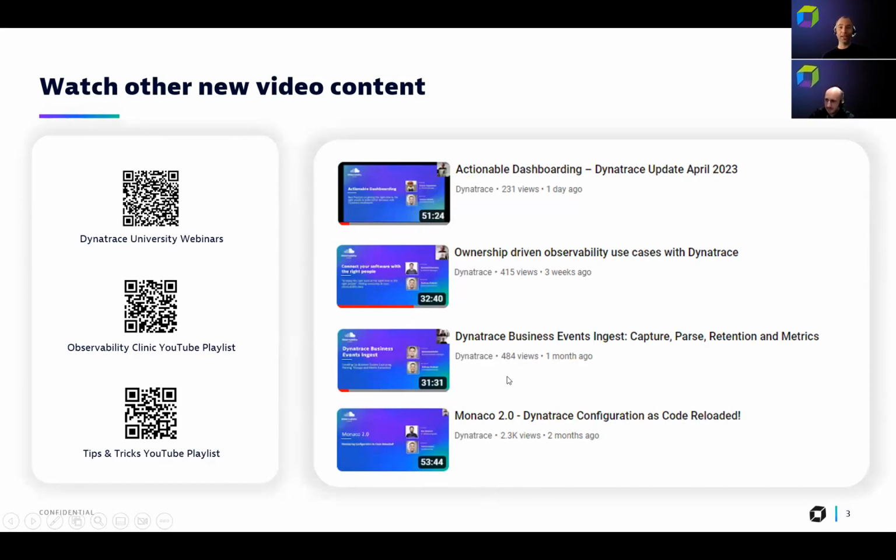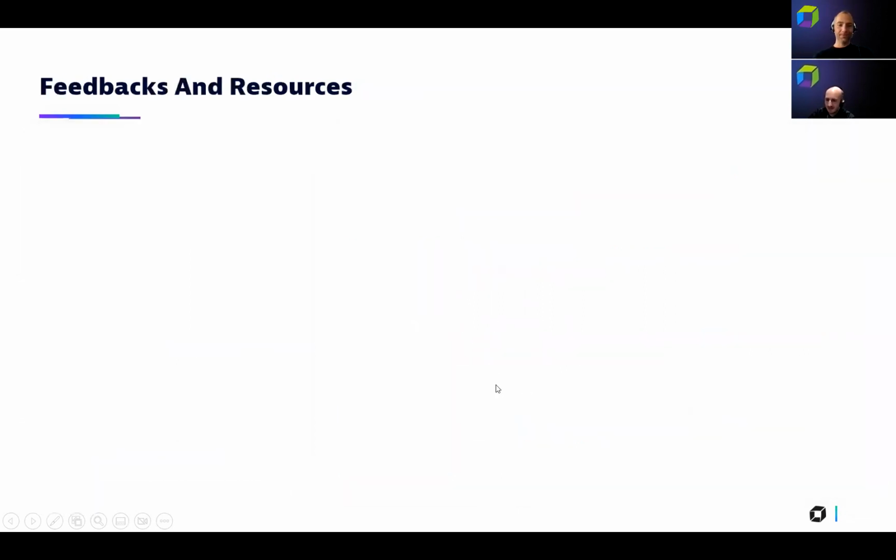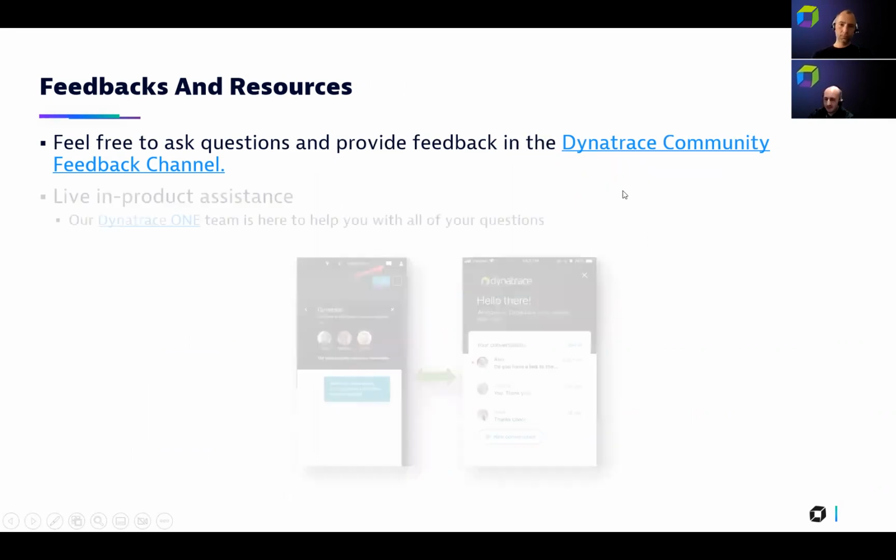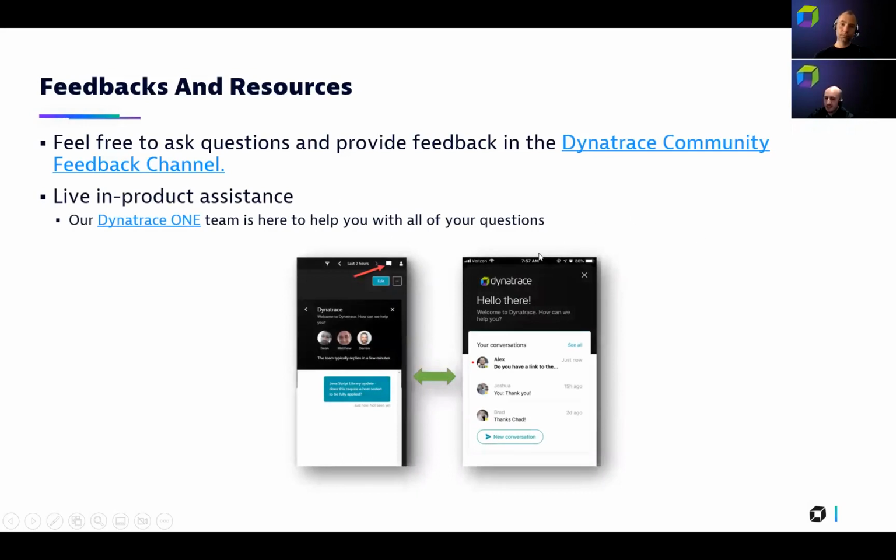But now, all the way, it's over to you, Berkan, because there's a lot of stuff we need to cover today. Sure. Thank you very much. Yes, and before starting the updates from our end, I would like to show you how our users can share their feedback or ask their questions to our community, to our teams. So basically, we have this Dynatrace community feedback channel where users can ask questions to our product management team directly. And again, they can share their opinions. And also, we always have our live in-product assistance service in our platform. With a simple click, you can get help in a couple of minutes from our Dynatrace One team.